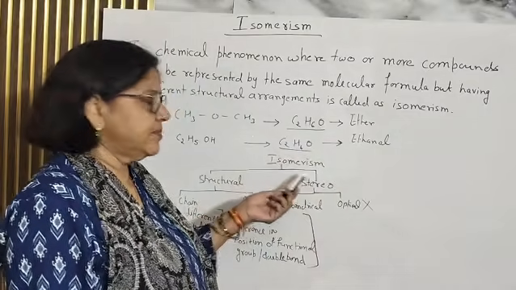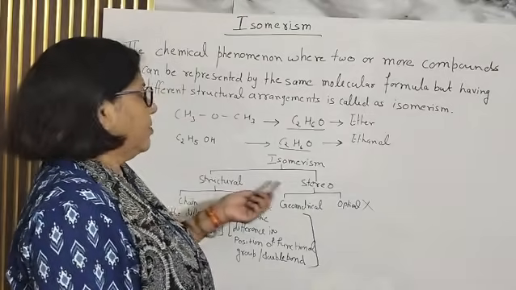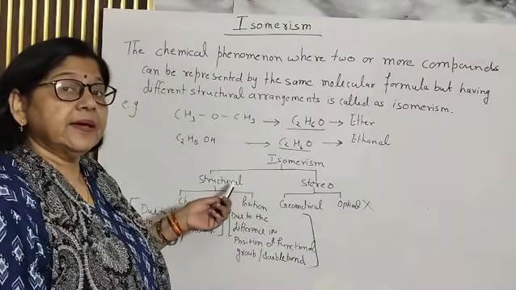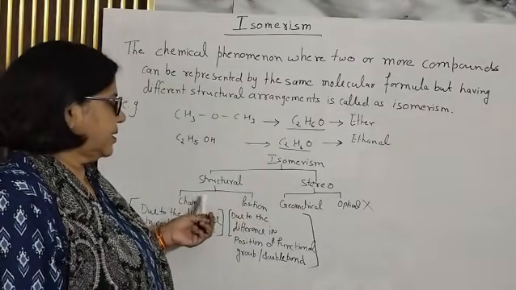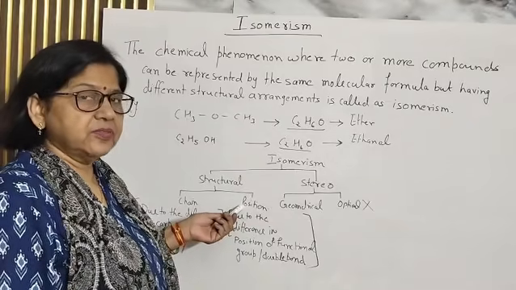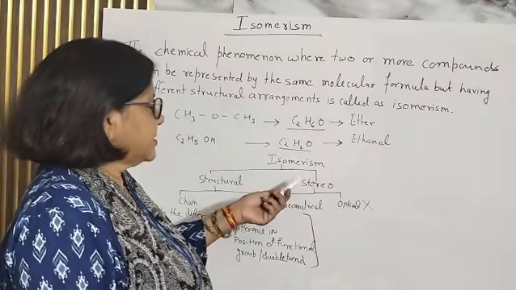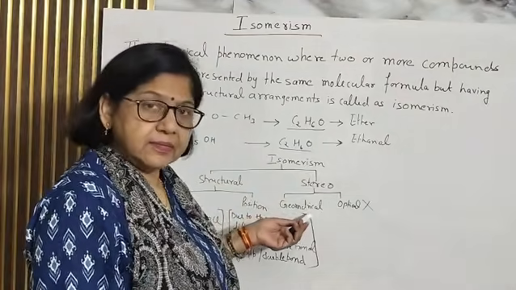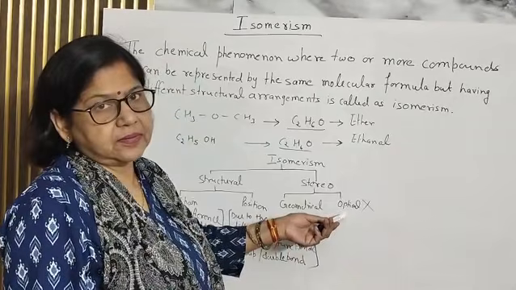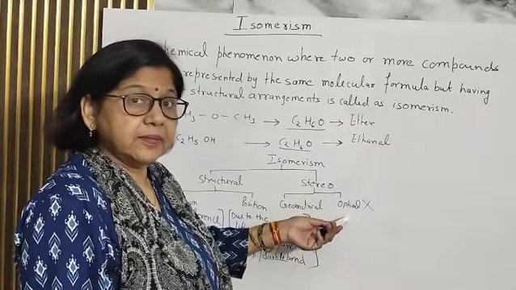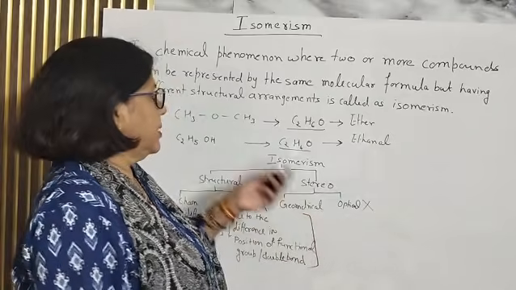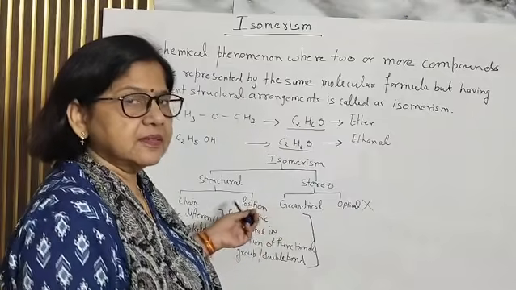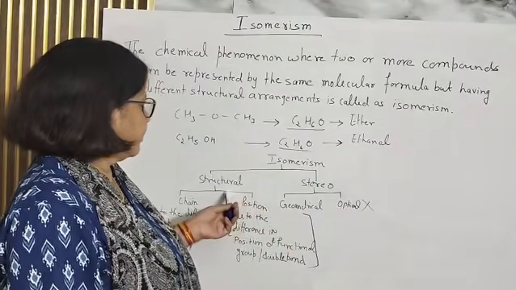Isomerism is of two types: one is structural, one is stereo. The structural isomerism is further divided into two categories: one is chain isomerism, one is position isomerism. And the stereo isomerism is divided into two categories, geometrical isomerism as well as optical isomerism. Optical isomerism is not in your course. Geometrical isomerism, I will give you the example, but before that we discuss structural isomerism.